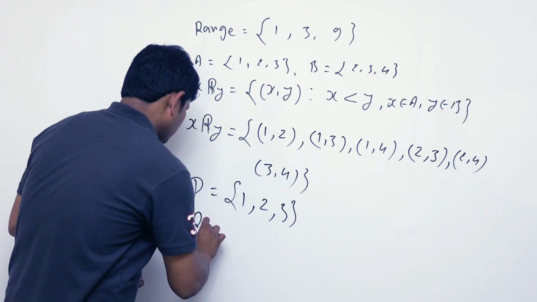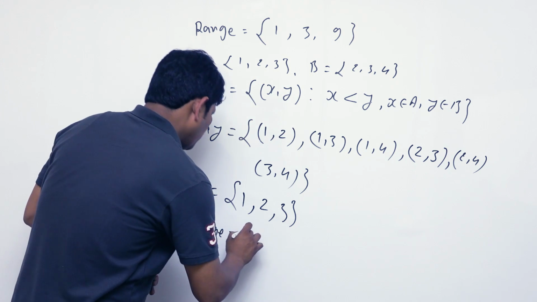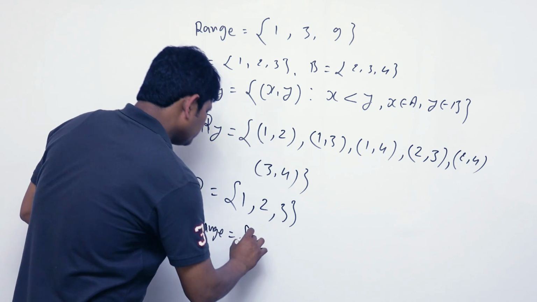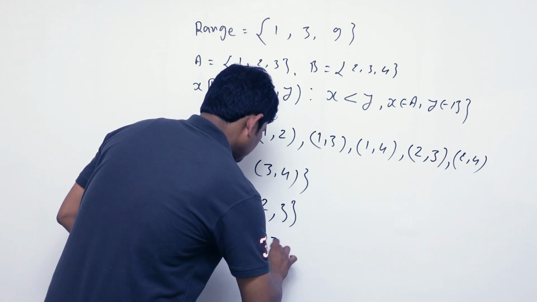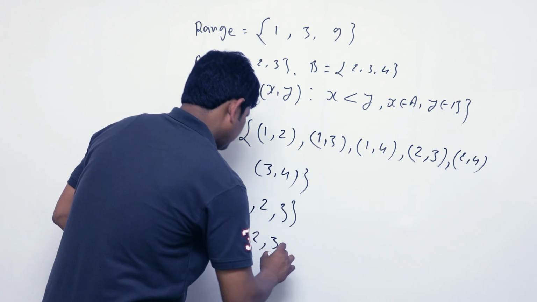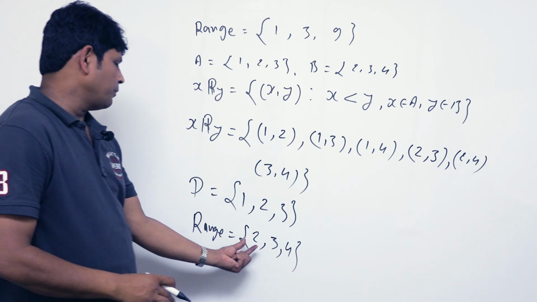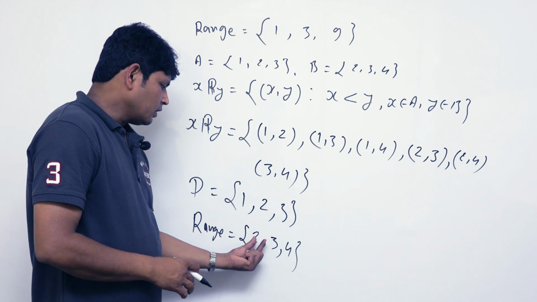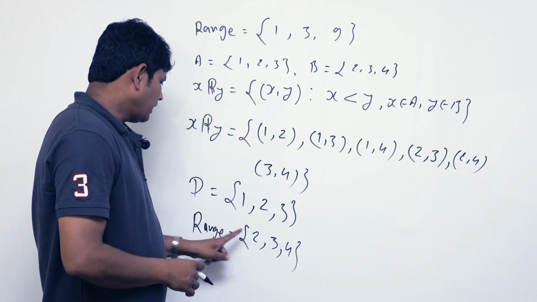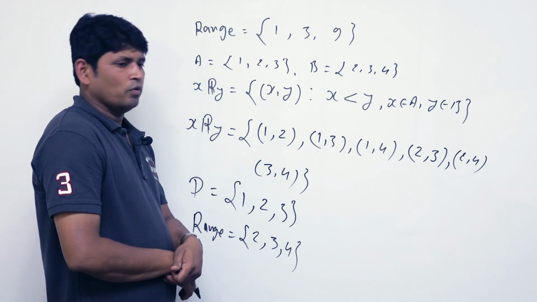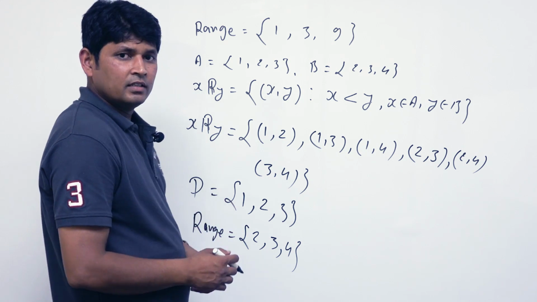And what is the range? Now we have to find the range. The range is the second component. What are the second components there? 2, 3 and 4. Everywhere 2, 3 and 4, 3, 4, 3, 4. We write only one of each, because we cannot repeat the element. That is why the domain is {1, 2, 3} and the range is {2, 3, 4}. This way we can find the relation, domain and range.